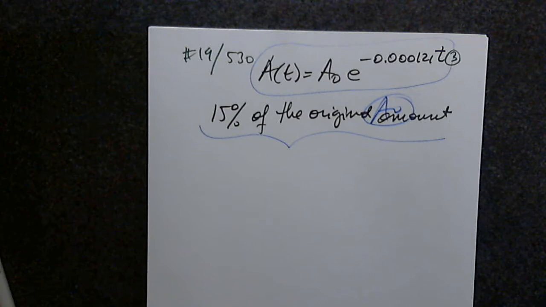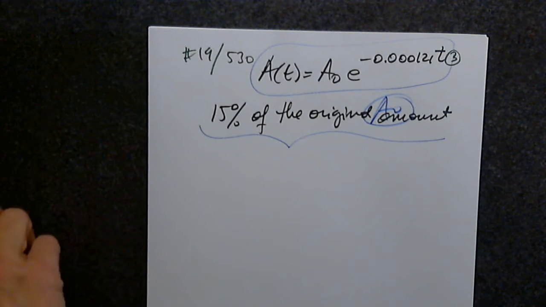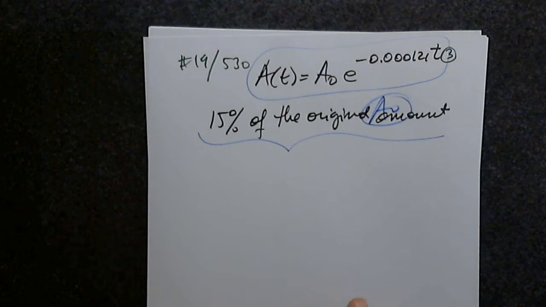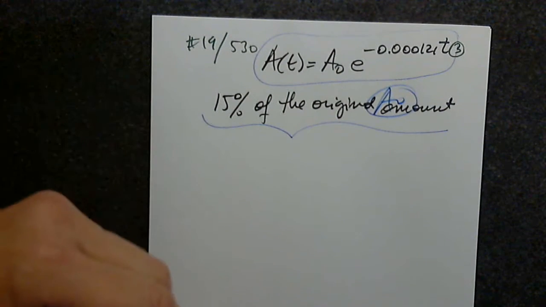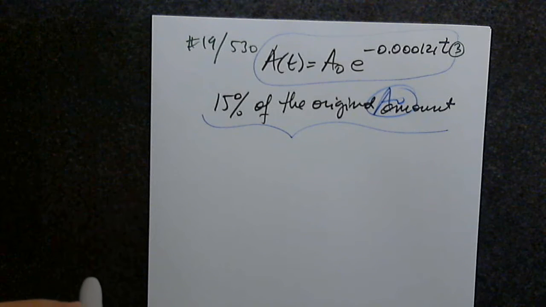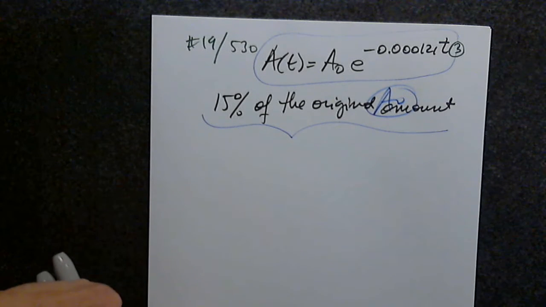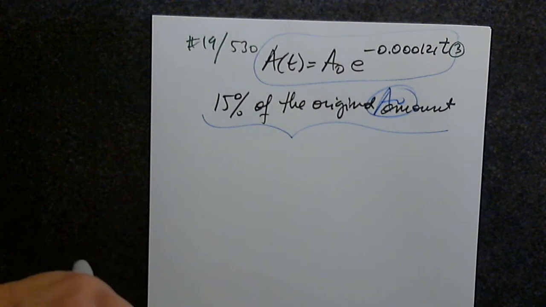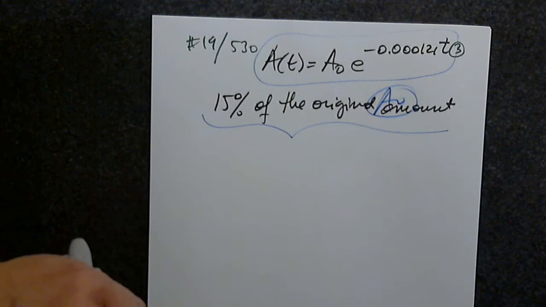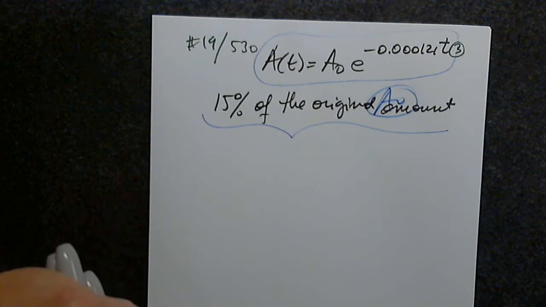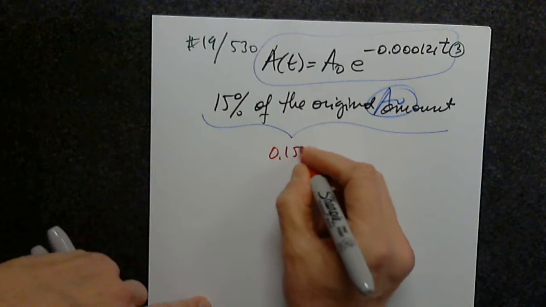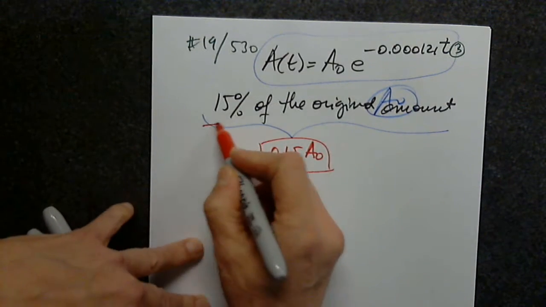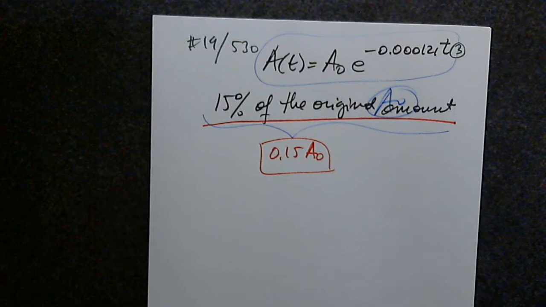But how do I write 15% of A0? I want something that represents 15% of A0. How do we write that? Multiplied. Yes. So 0.15 times A0 is 15% of the original amount. Okay. Good. So now create the equation for us, please.